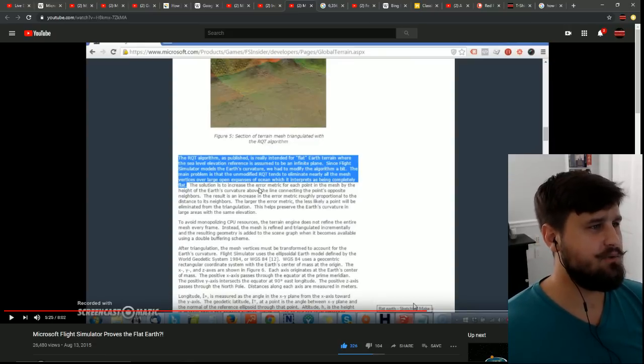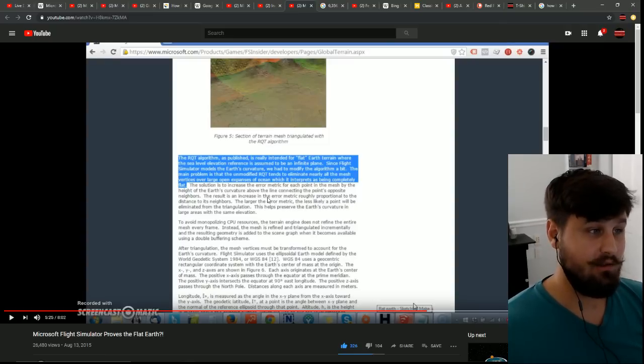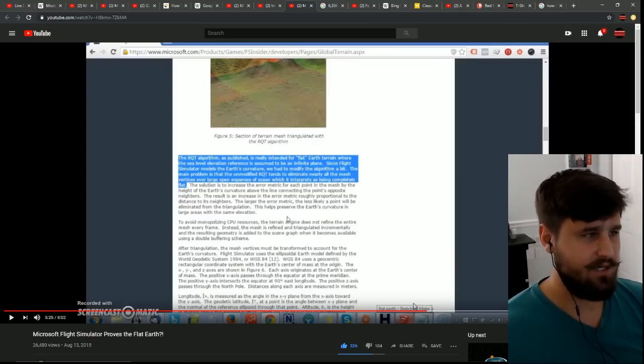The solution is to increase the error metric for each point in the mesh by the height of the Earth's curvature above the line connecting the point's opposite neighbors. The result is an increase in the error metric roughly proportional to the distance to its neighbors. The larger the error metric, the less likely a point will be eliminated from the triangulation. This helps preserve the Earth's curvature in large areas with the same elevation.